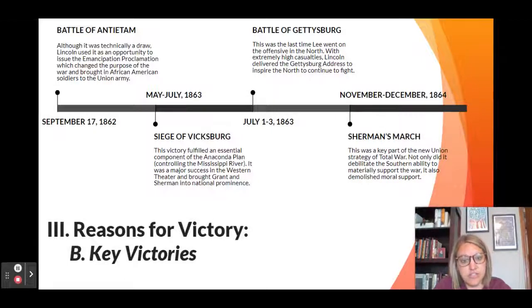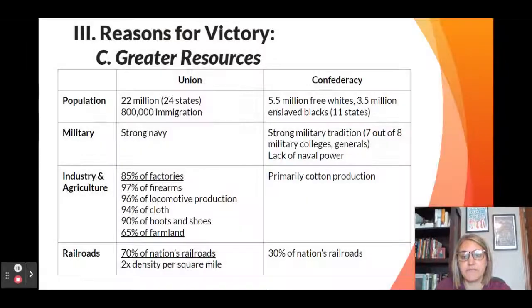Key victories. Here's just a reminder of some of the key things that led up to the end of the war. You should be familiar with Antietam. Now, even though that's a draw, it's significant because of the emancipation that follows after. The siege of Vicksburg, huge in the Western theater of war. Battle of Gettysburg is the last time Lee goes on the offensive. And Sherman's March, a great example of that total war. So those would be the 4 things that I would make sure to be aware of.